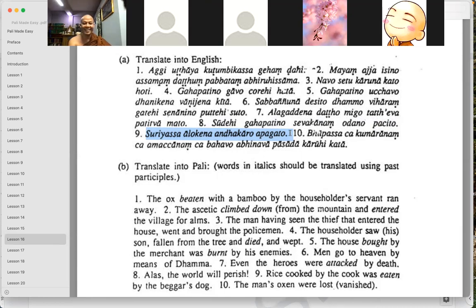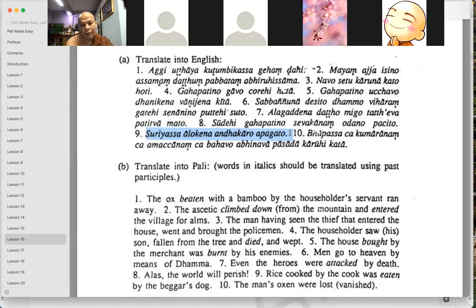Sorry. The darkness was removed by the light of the sun. Yes. So "gone away" is better. Oh, okay, instead of "removed." So gone away. Yeah. The darkness is gone away by the light of the sun. Oh, okay. Thank you, Bante.